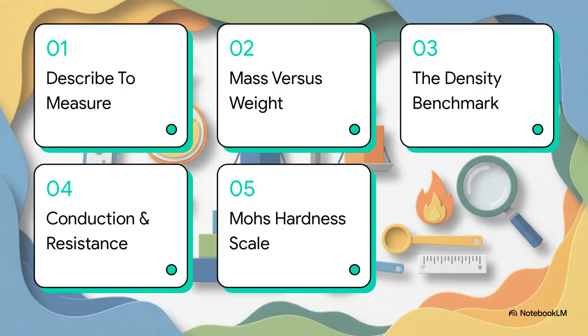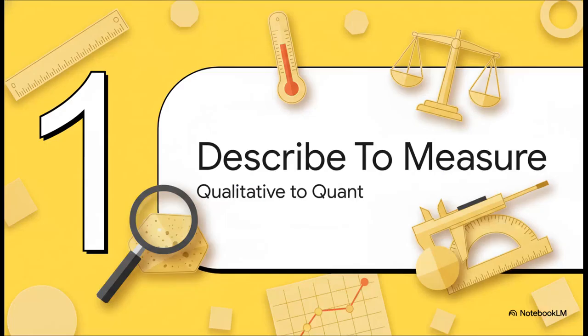Here's our roadmap for this explainer. First, we'll look at the shift from description to measurement. Then, we'll distinguish mass and weight, establish the density benchmark, contrast conduction with resistance, and wrap up with the Mohs hardness scale. All right, Section 1, from description to measurement.